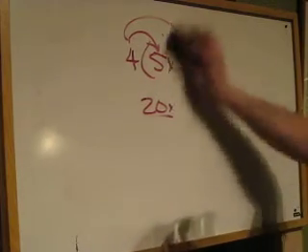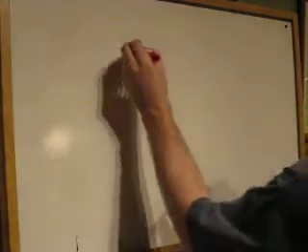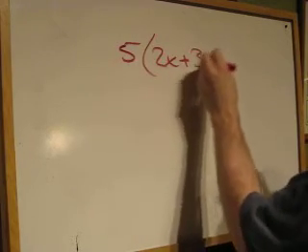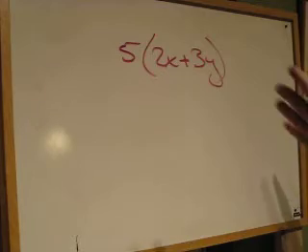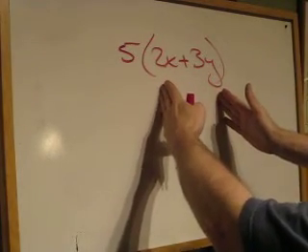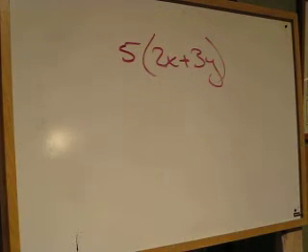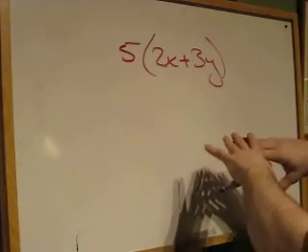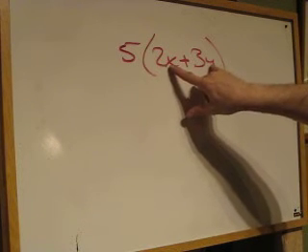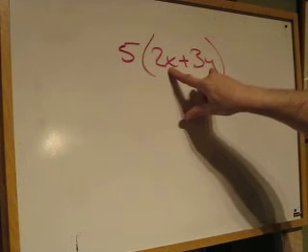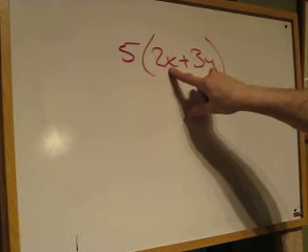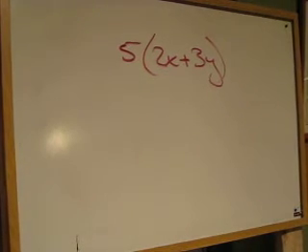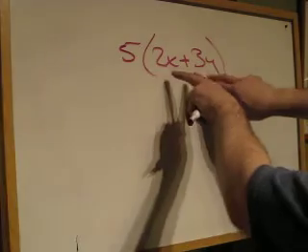Alright, what if we had 5 times 2x plus 3y. Well, we've got our parentheses. According to PEMDAS, we're supposed to do what's inside the parentheses first. Problem is, with like terms, you can't combine those. You can't add or subtract terms unless they're alike. And one of the key things that makes a term like is if the variable, the letters, are the same. If they're the same, we can combine these. If they're different, we cannot combine those. So, we cannot do anything inside here.